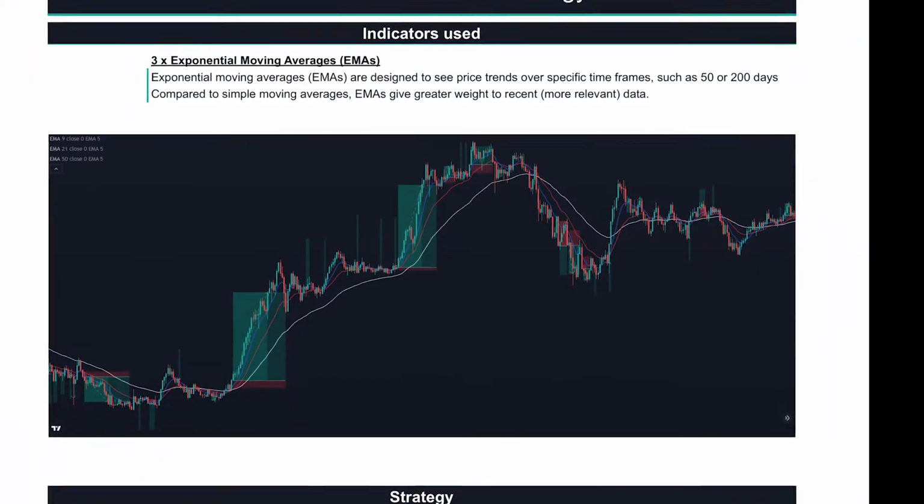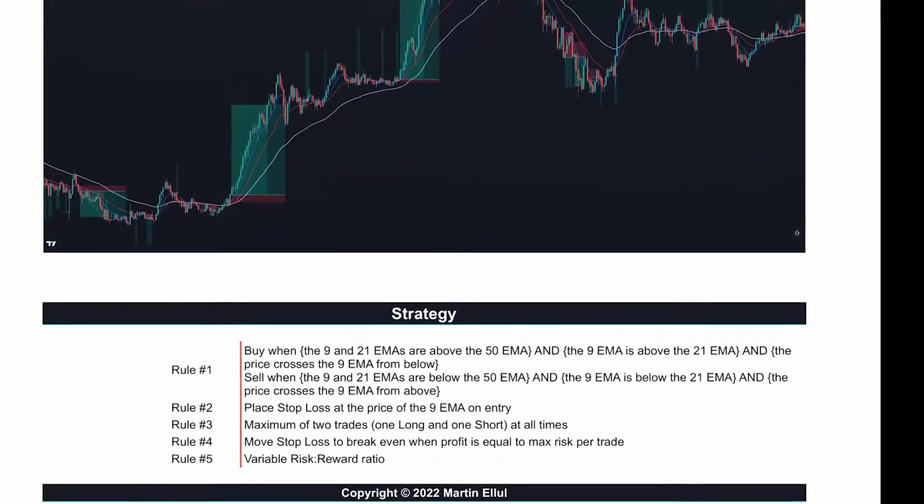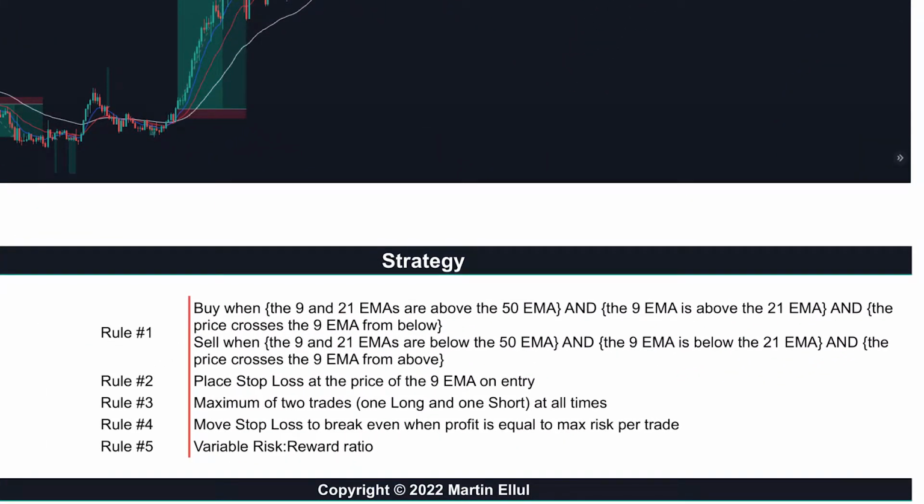So this backtest is based on the weekly time frame with a variable risk-reward ratio. So we go long when the 9 and 21 EMAs are above the 50 EMA. Also, when the 9 EMA is above the 21 EMA and the price crosses the 9 EMA from below. And similarly, we go short when the 9 and 21 EMAs are below the 50 EMA, the 9 EMA is below the 21 EMA, and the price crosses the 9 EMA from above. So as you can see, it's a very trend following strategy. So I expect that on the longer time frame, it will yield pretty good results.